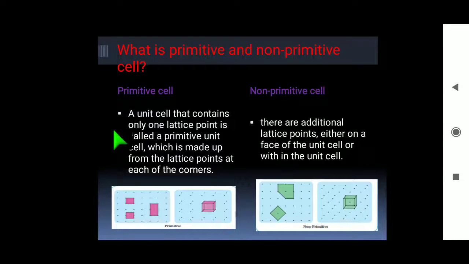Okay, here we see the definition. A unit cell that contains only one lattice point is called a primitive unit cell, which is made up from the lattice points at each of the corners. The non-primitive cell has additional lattice points either on a face of the unit cell or within the unit cell.